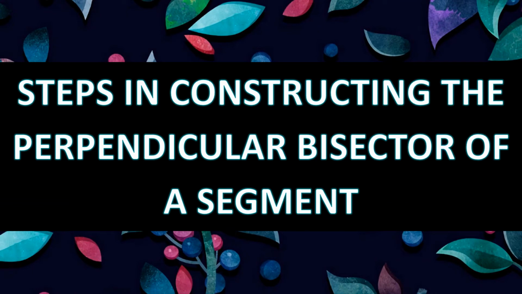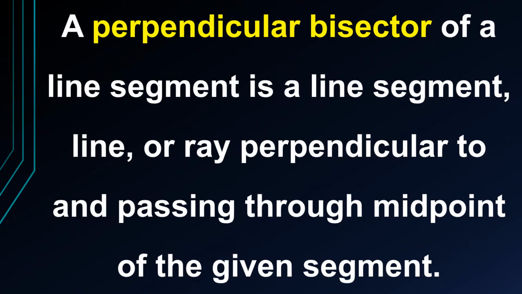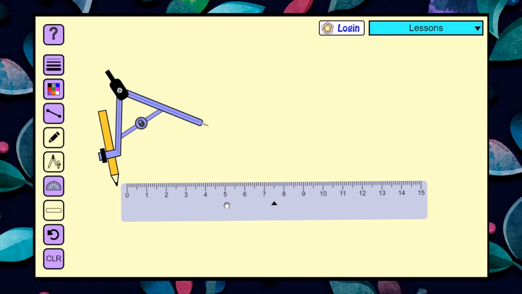Now, for the steps in constructing the perpendicular bisector of a segment, remember that a perpendicular bisector of a line segment is a line segment, line or ray perpendicular to and passing through midpoint of the given segment. So, sa parehong construction tool natin, una nating gagawin is to draw segment AB using a ruler.